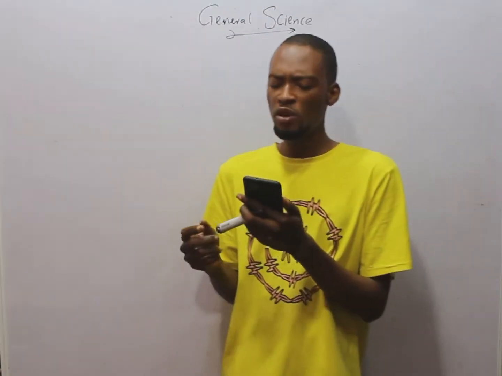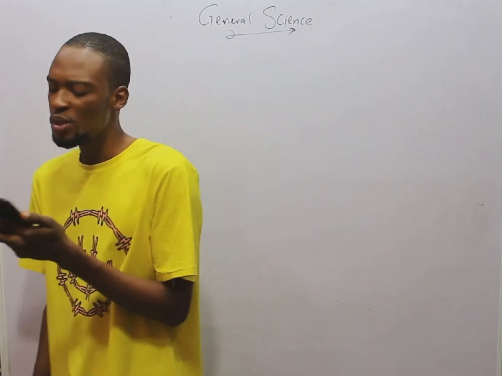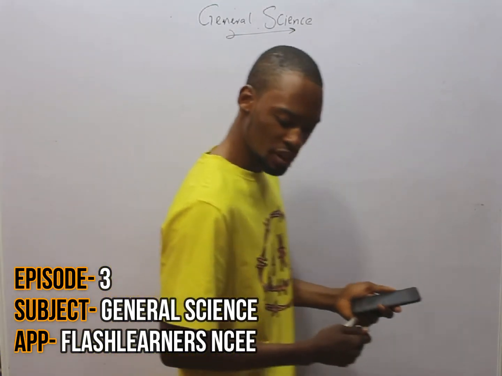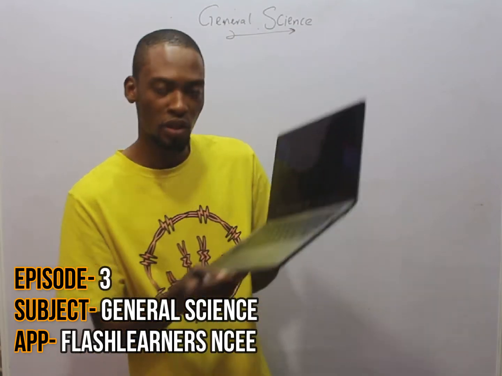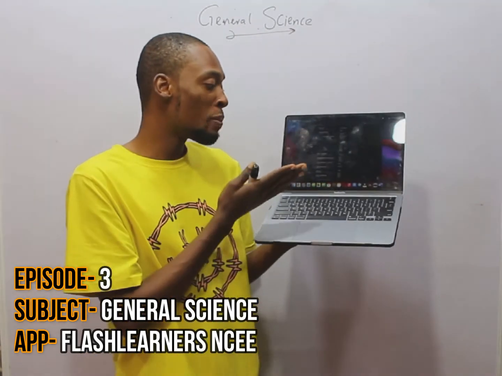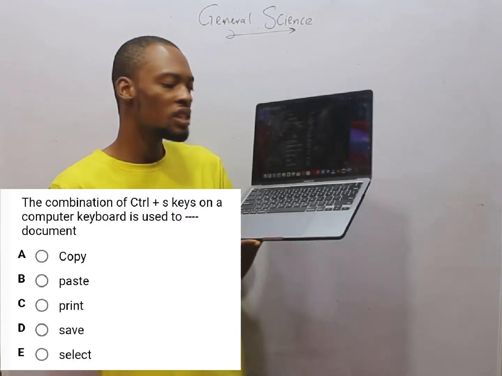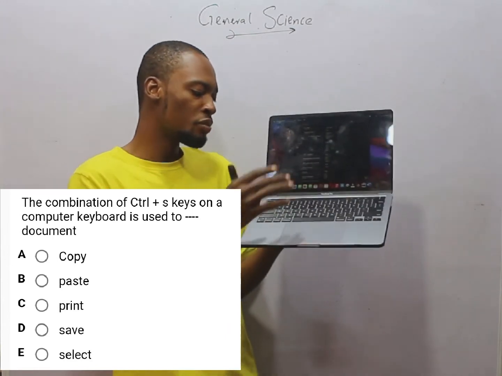The combination of Ctrl plus S keys on a computer keyboard is used to dash document. Now we've agreed that the keyboard is an input device, and we've also agreed that this is an example of computer. This is Apple MacBook Pro with M1 chip, late 2020 MacBook Pro. This is the screen. These are the keyboards.